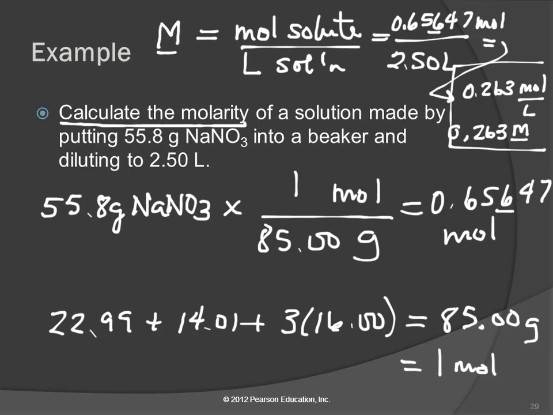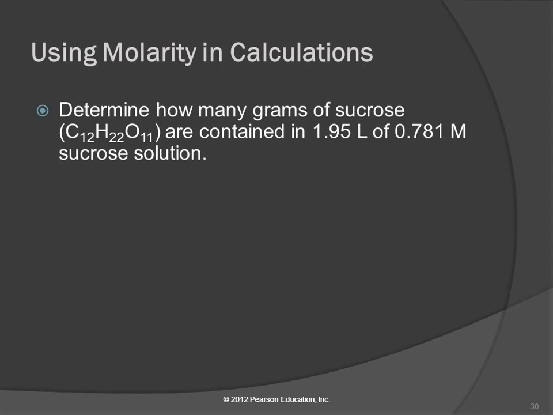A lot of times they will give you mass. We weigh things out in grams, and then we convert to moles. The percent concentration made a good conversion factor, and the molar concentration also makes a good conversion factor. So let's look at this one. Determine how many grams of sucrose are contained in 1.95 liters of 0.781 molar sucrose solution.